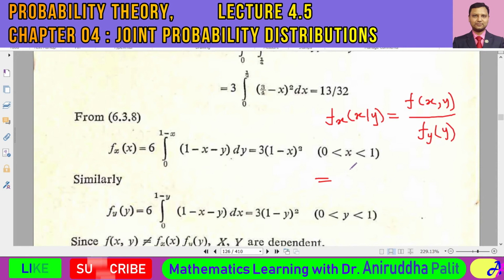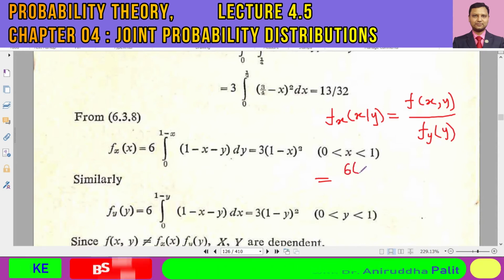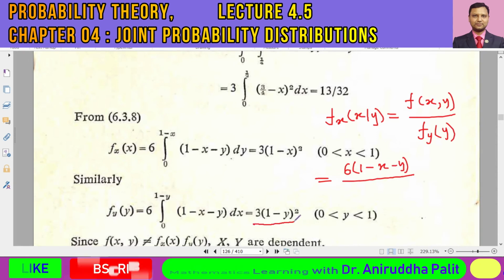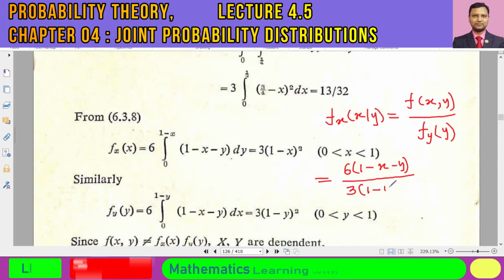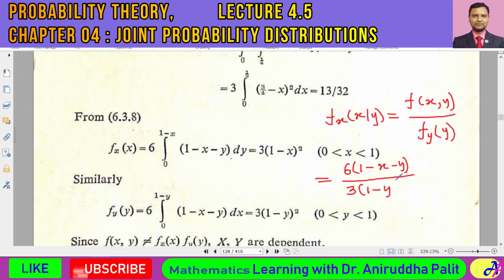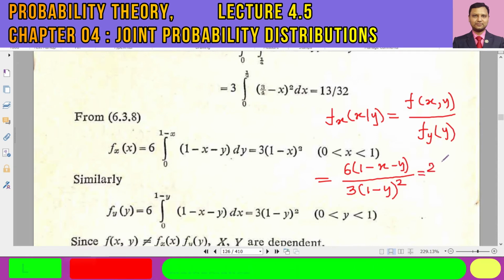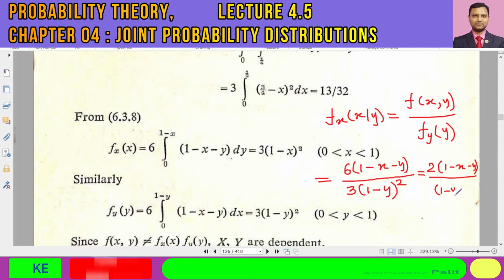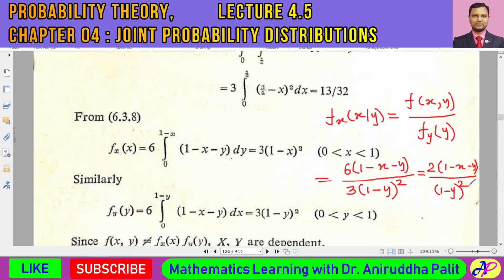Therefore over here we shall have 6 into 1 minus x minus y divided by, what is f_Y(y)? This is our f_Y(y): 3 into 1 minus y whole square. So that would be equal to 2 into 1 minus x minus y divided by 1 minus y whole square. But over here, what is the range of y?